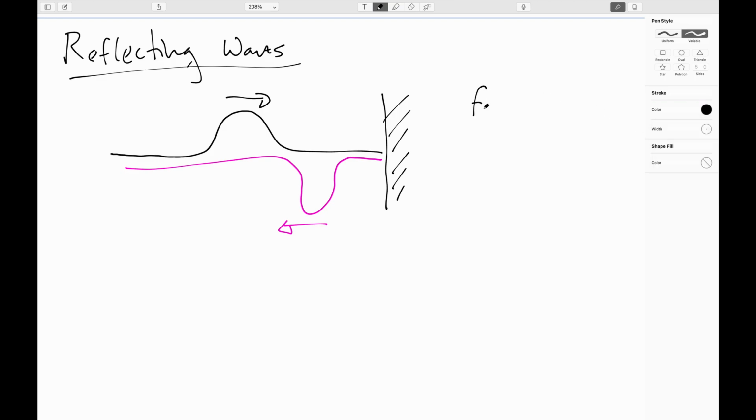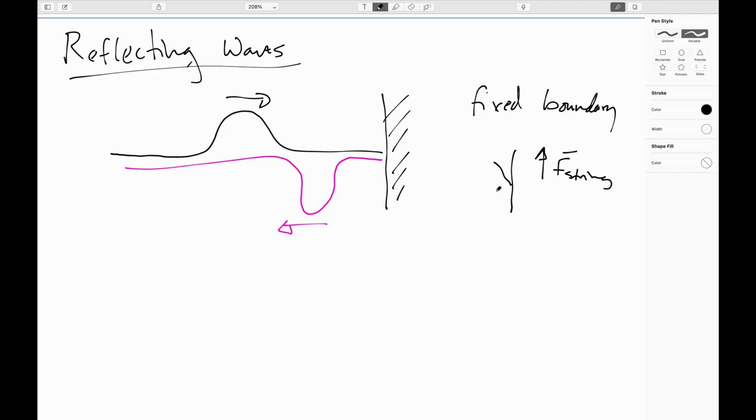So we'll call this a fixed boundary here. And we can think about this a bit intuitively, because as the pulse is coming in, if we look at the wall here, as the string comes in on the wall, there's going to be a force of the string on the wall trying to pull the wall up, because the string is up here, there's tension, the string is trying to pull the wall up.